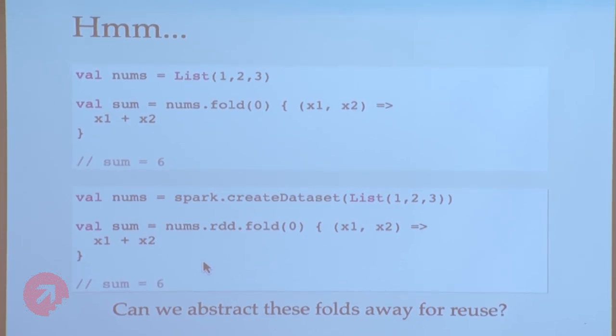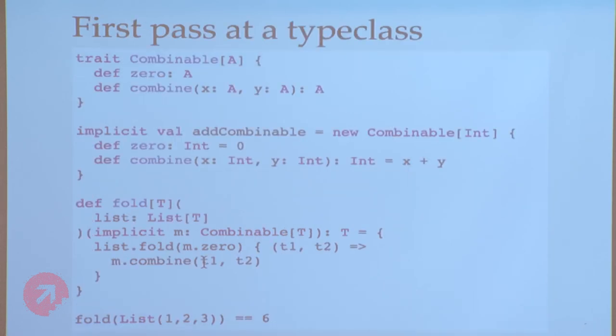Let's think about this. Can we abstract this away? Can we pull stuff out and put this in a place where we can reuse this? So I'm going to jump right into a pattern that we use in typed functional programming called type classes. This is something that we can use to define interfaces that can be reused.